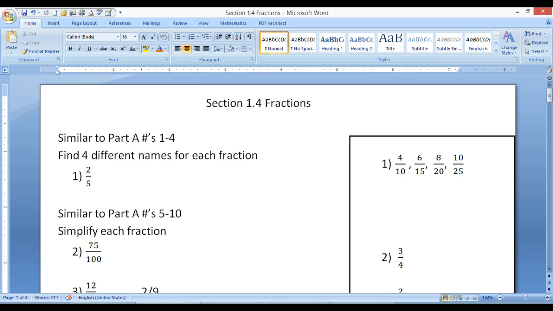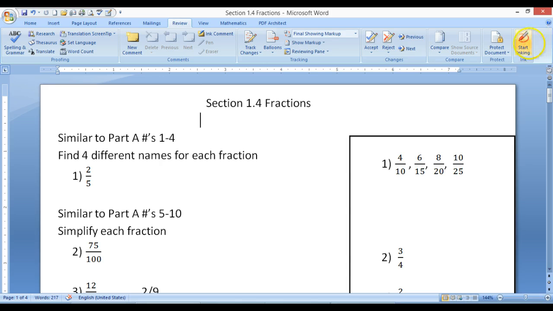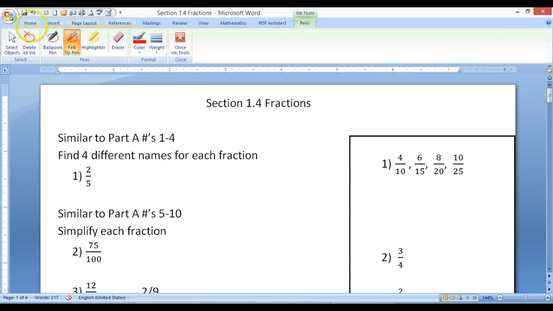The first problem we're going to work with is only found in Part A, numbers 1 through 4, where we're going to just find different names for a fraction. To do this, we're just multiplying the top and the bottom, or the numerator and the denominator, by a common number. So I'm going to go ahead and start marking with my felt tip pen again.